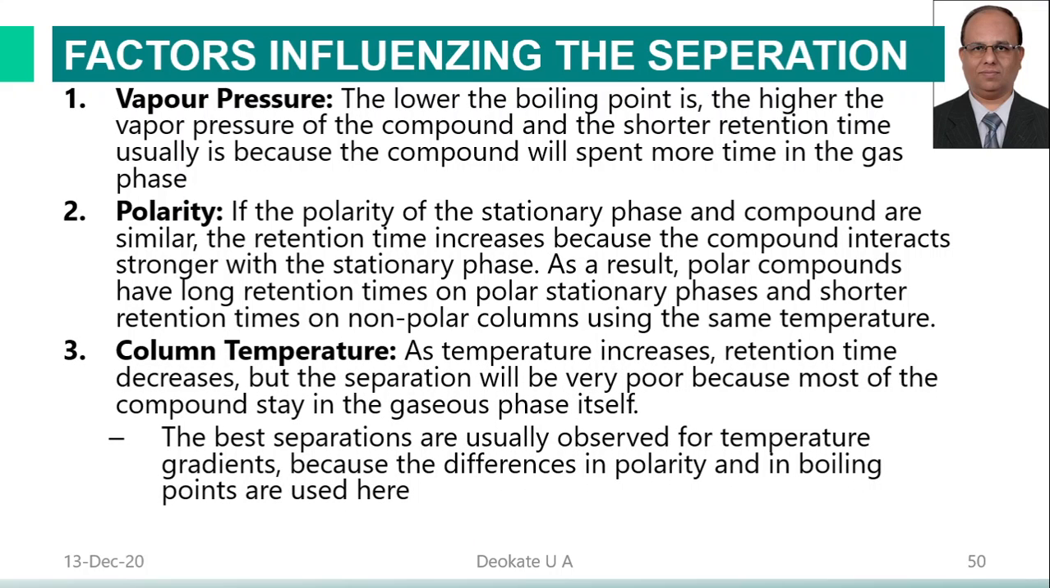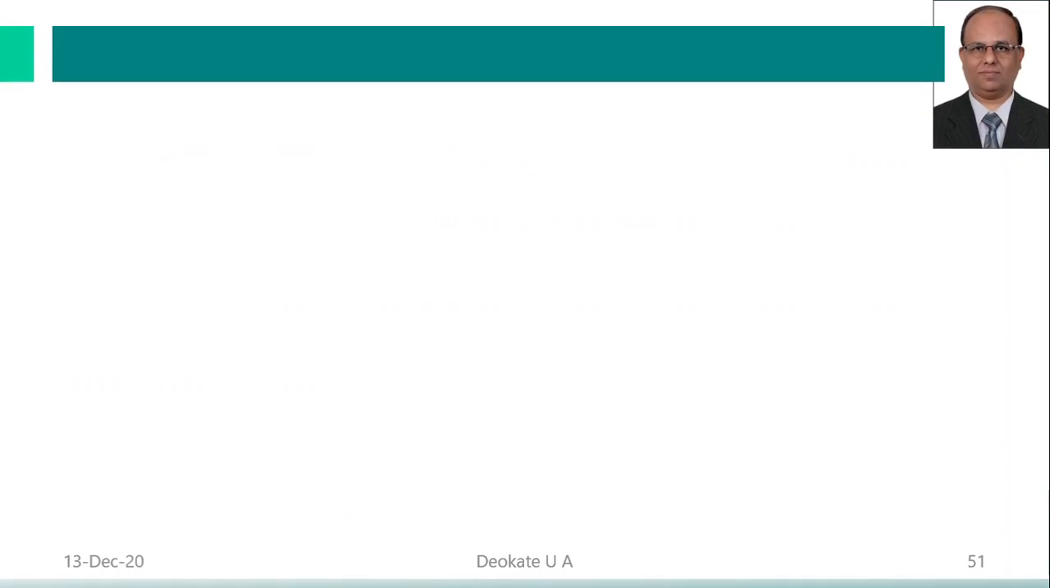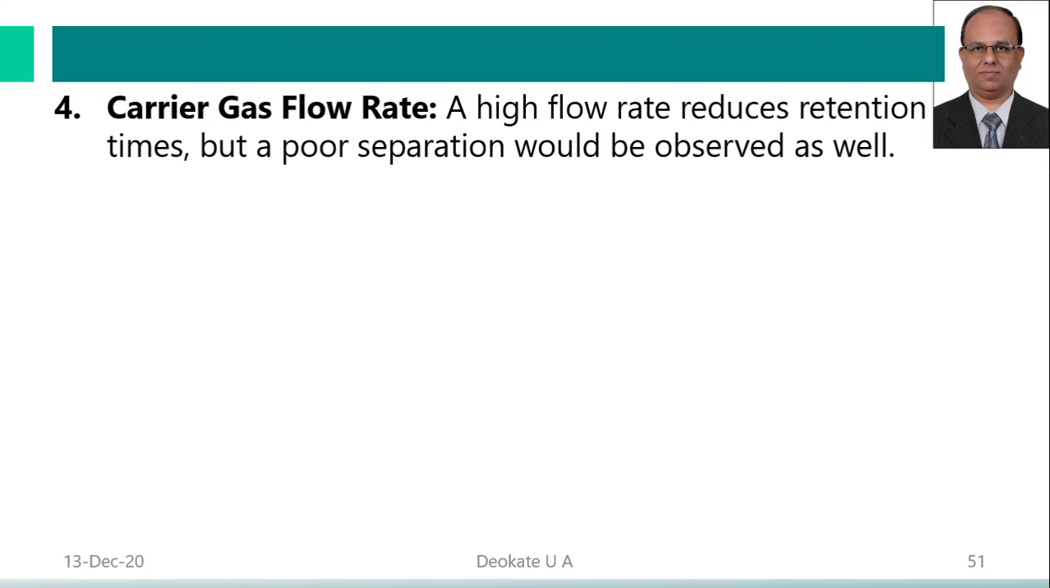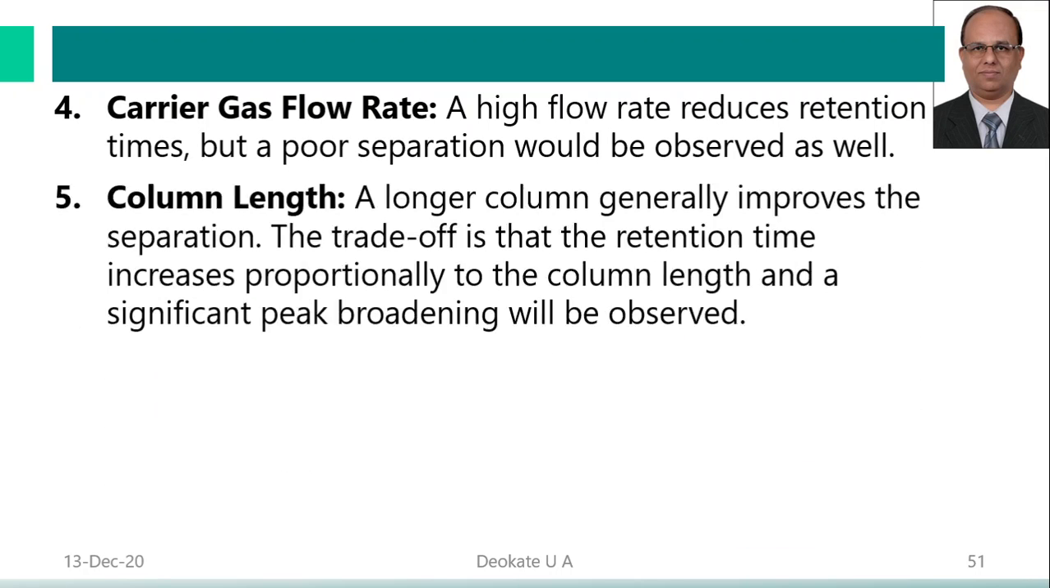What is the effect of column temperature? As the temperature increases, retention time decreases, but the separation will be very poor because most of the compound stays in the gaseous phase itself. The best separations are usually observed with a temperature gradient, because the differences in polarity and boiling points are used here to get the gradient elution. The next factor is carrier gas flow rate. A high flow rate reduces retention time, but poor separation would be observed as well.